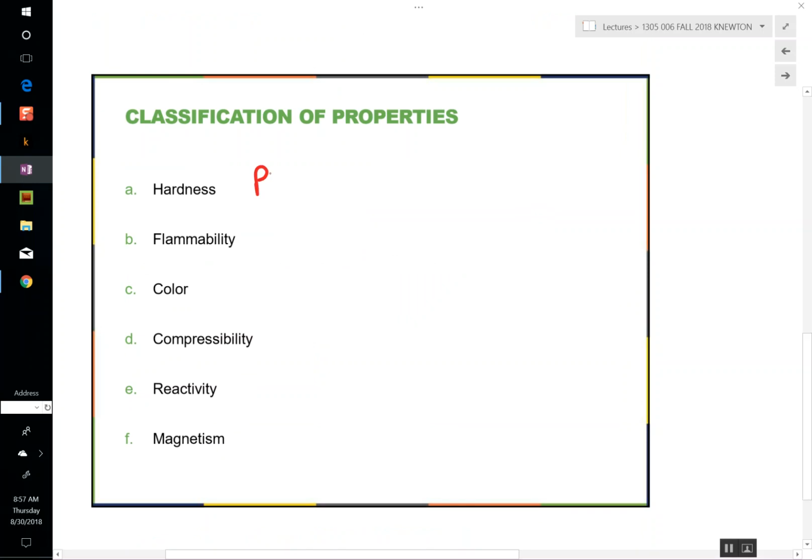Flammability. Color. Physical. Color. What color it is really how it's interacting with light. It's not undergoing any chemical change. So copper's color or hue would be the physical property of color. Compressibility.